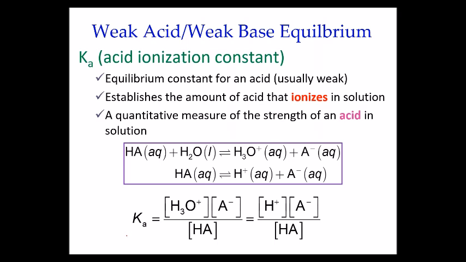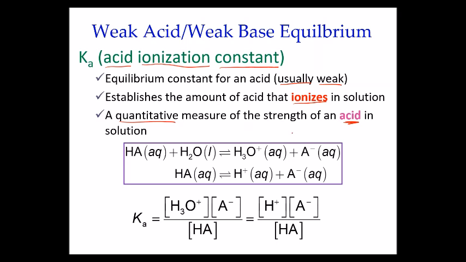Now looking here, Ka, the acid ionization constant, or the equilibrium constant, whichever way you want to think about it. You're usually going to see them for weak acids. Not going to see Kas for like HCl or any of the other strong acids. It establishes the amount of acid that ionizes in solution. It's a quantitative measure of the strength of an acid in solution. So like I said, larger Kas are going to ionize more, smaller Kas are going to ionize less.